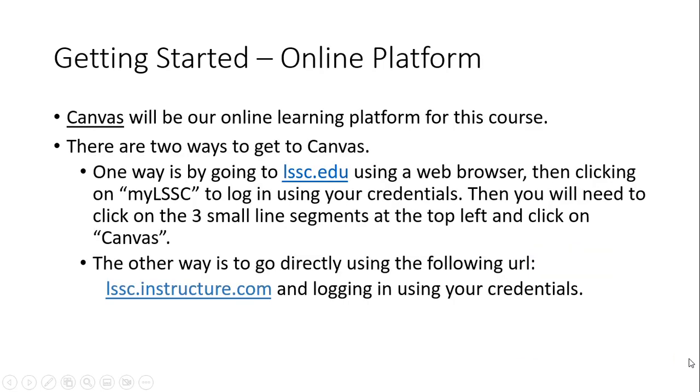We are going to be using the Canvas online learning platform for our course. There are two ways to get to Canvas. One is to go to the Lake Sumter State College website using a computer and any web browser. Then you're going to go to the My LSSC button, use your login credentials assigned to you by the college, and then access an additional menu on the top left corner to click on the Canvas option. The other way to get to Canvas is to go directly to the URL lssc.instructure.com and log in using your college assigned credentials from there.